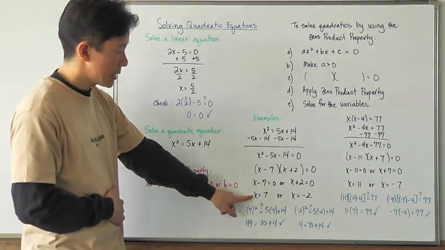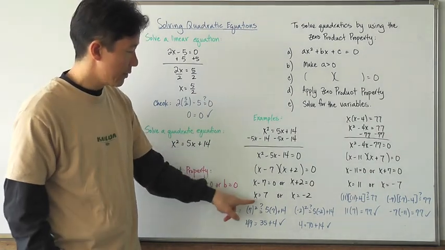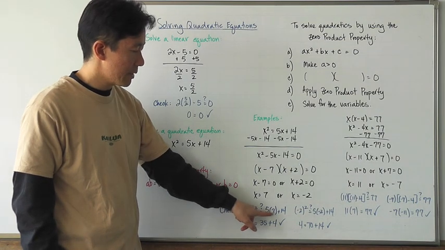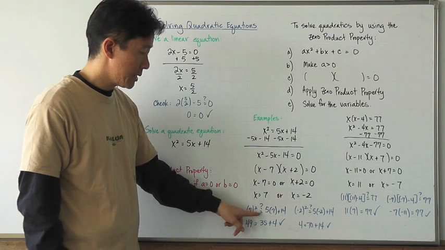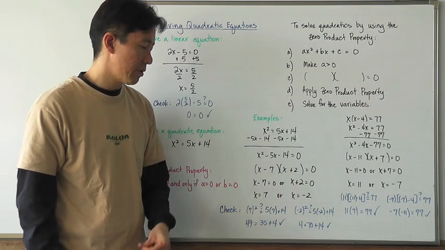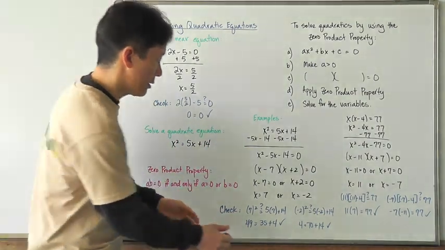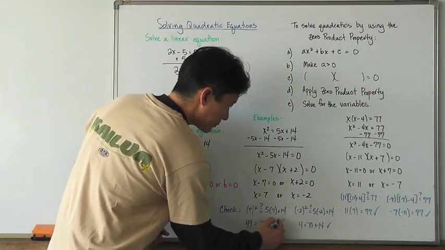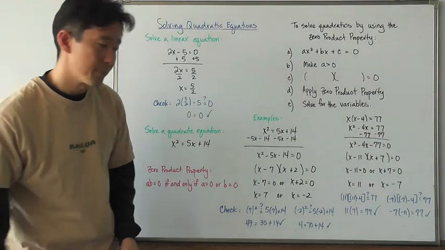So if we substitute that back into our original equation, sure enough, take a look, we have 7 quantity squared is equal to 5 times 7 plus 14. Are those two quantities going to be equal to each other? And sure enough, we come up with 49 is equal to 35 plus 4, which is not 49. Oh, sorry, that's 14 and not 4. Which is sure enough going to give us 49.